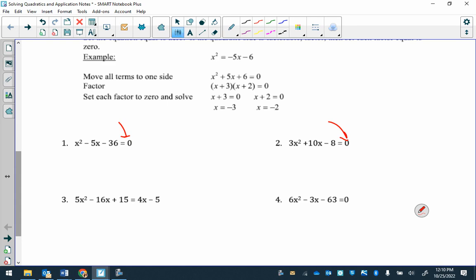X squared minus 5x minus 36. How do we factor? No one knows. Yep. Multiply negative 36 and x squared. Mm-hmm. Negative 5x squared multiplies negative 36 x squared and adds. Okay. What is it? Yeah. Negative 9 and 4. So how would I write it in factored form?